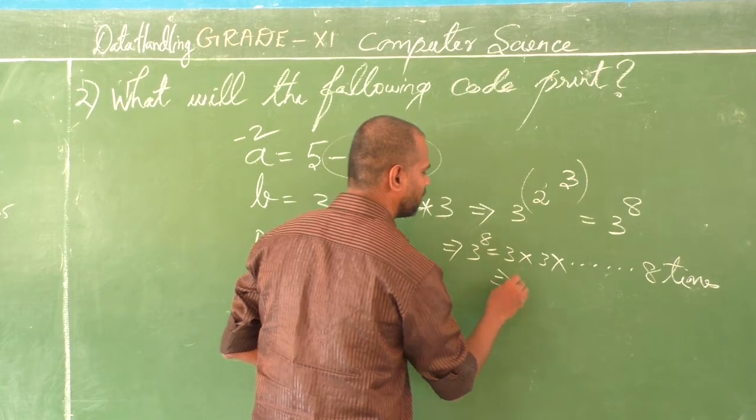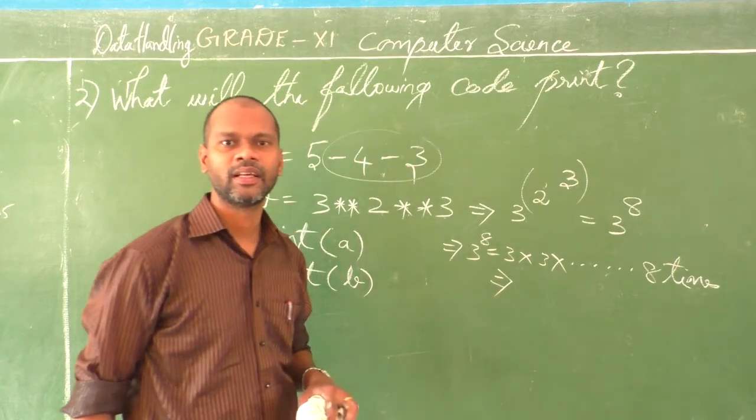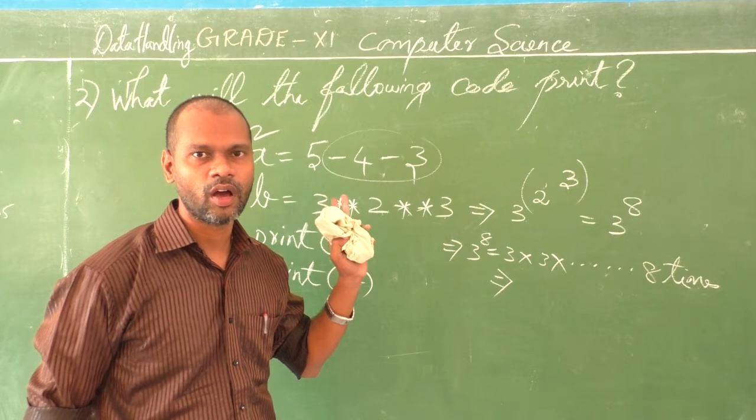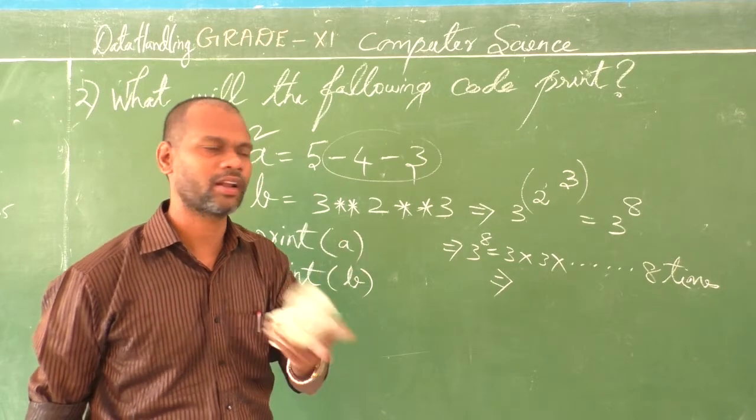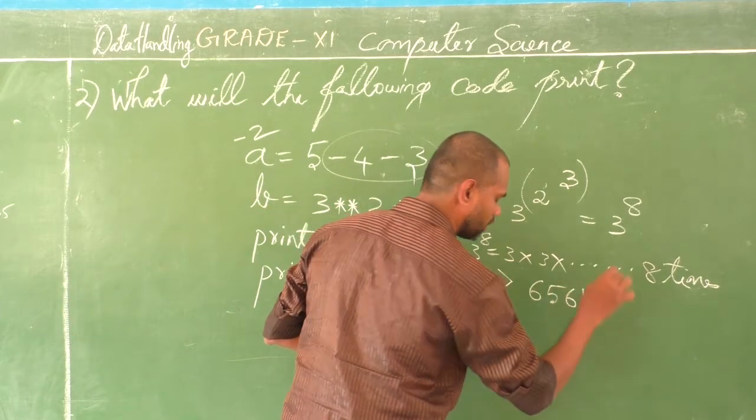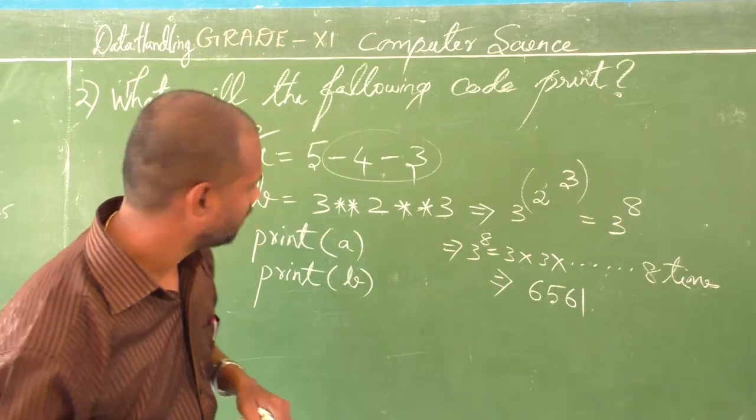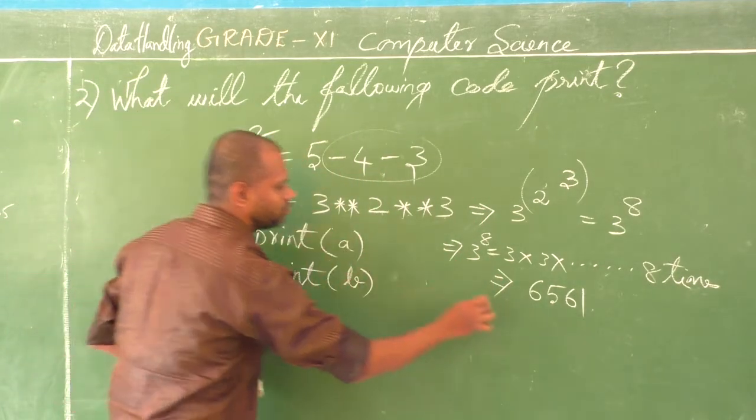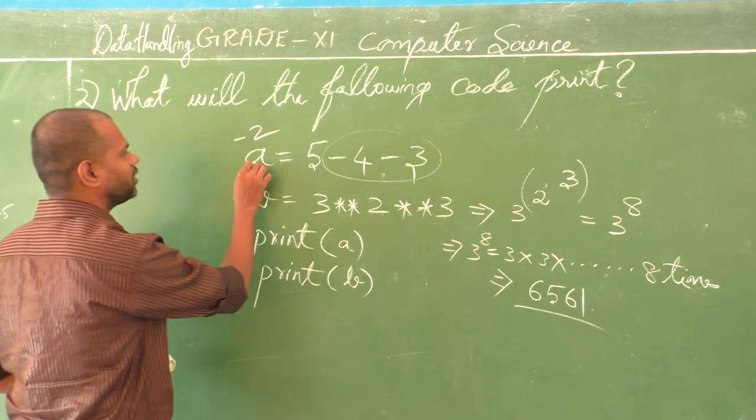Okay. If you calculate, what is the answer? I think it is 6561. I already calculated, you also calculate. The answer is 6561. Yes. So listen, the value of B is 6561 and the value of A is minus 2.